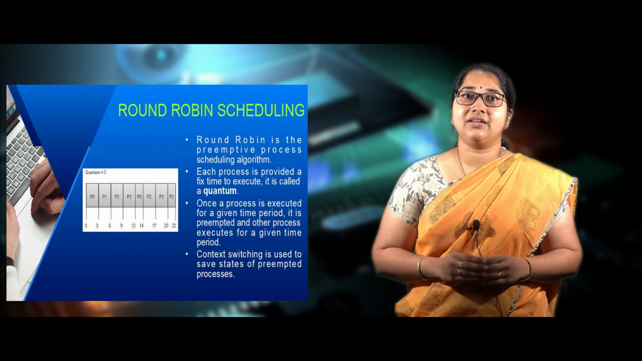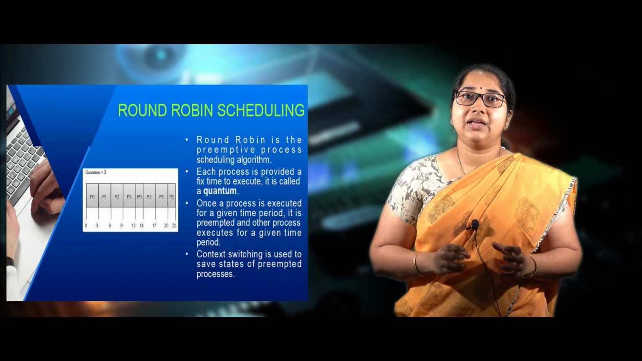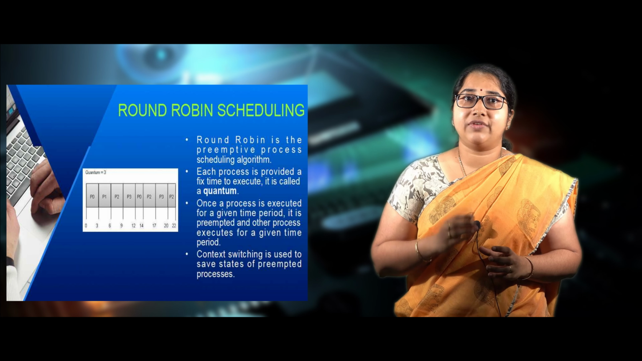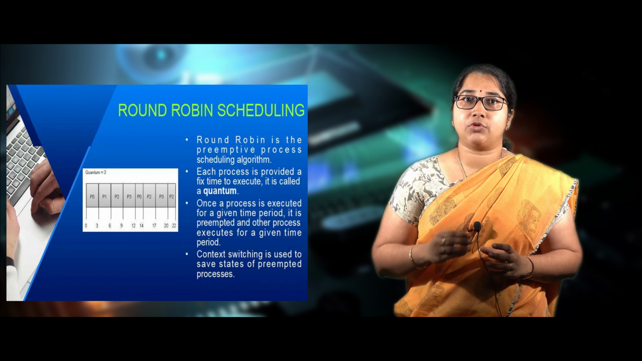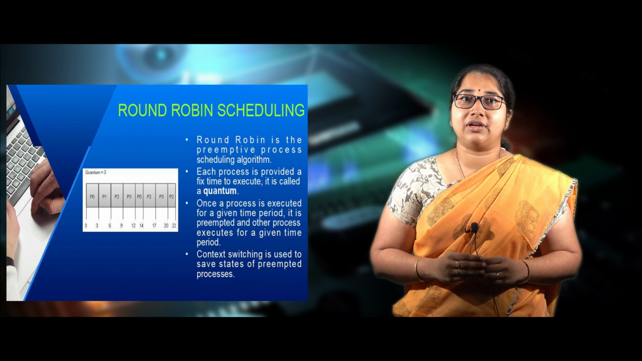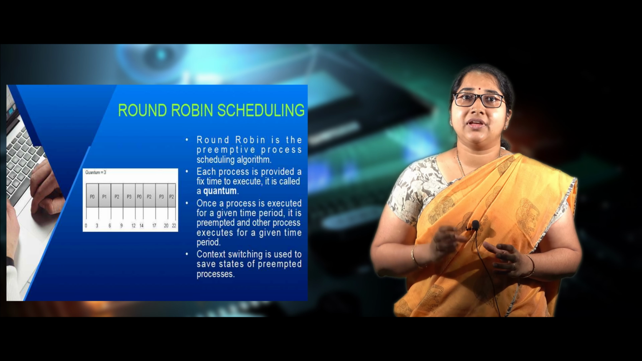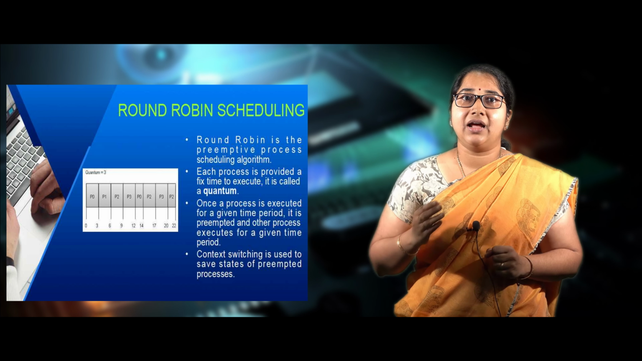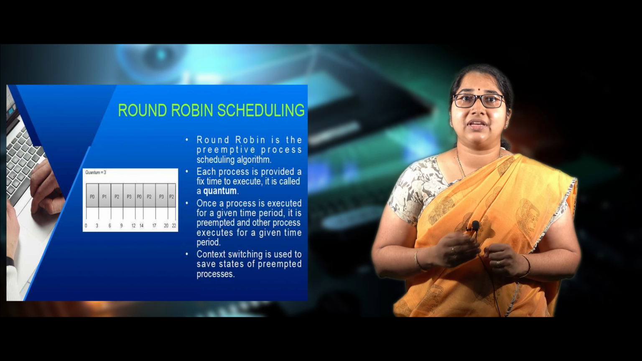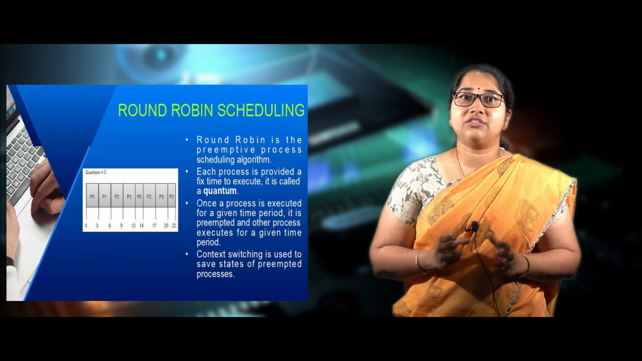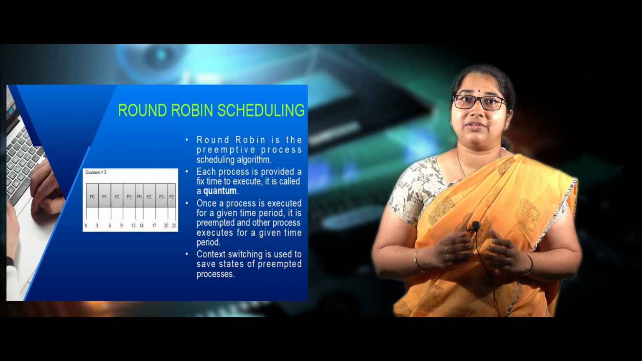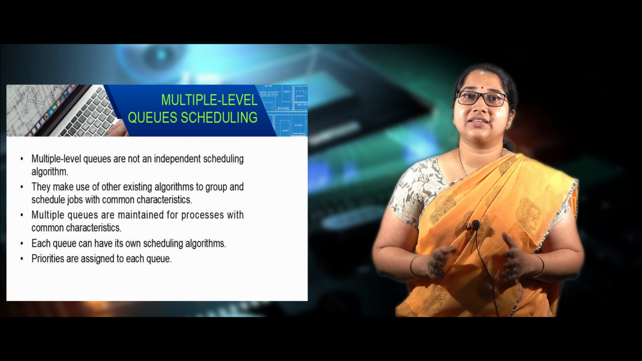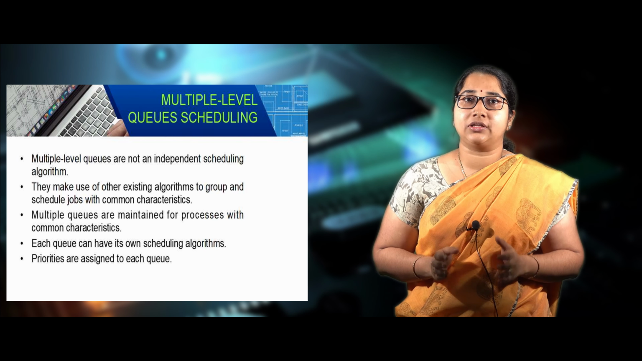Next, we will discuss the round-robin algorithm. The round-robin algorithm is a preemptive algorithm. Here, a fixed amount of time is given to each process for execution. This is called a quantum. Whenever the process has executed for that particular amount of time, it will be preempted and another process will continue its execution. Here, context switching is used in order to save the states of the processes which are preempted.